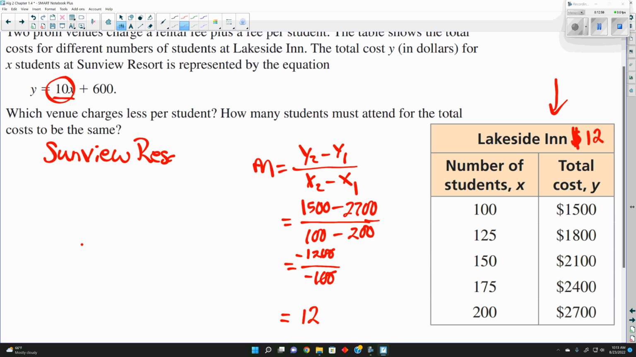So the first question, which venue charges less per student? Sunview Resort. That's the first part of our answer, because Sunview Resort charges less per student. Now we need to figure out how many students must attend for the total cost to be the same. Well, it'd be nice to know the equation for Lakeside Inn. Because if we know the equation for Lakeside Inn, we can actually start figuring this out.